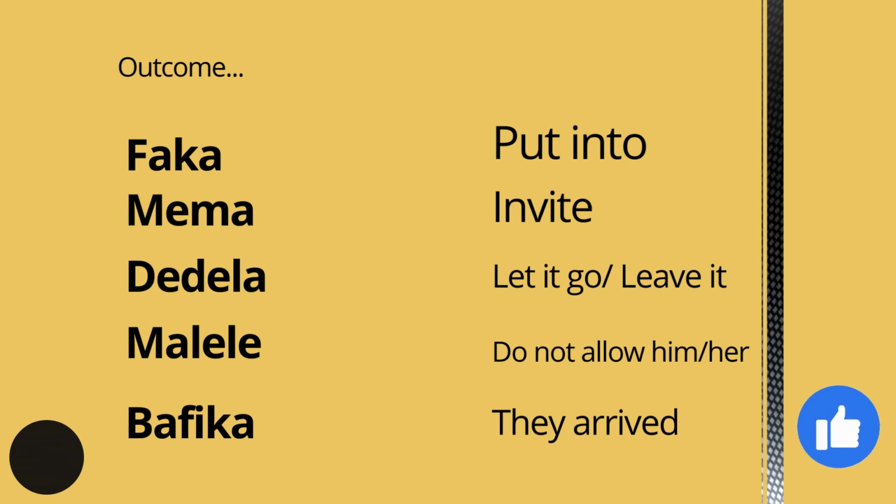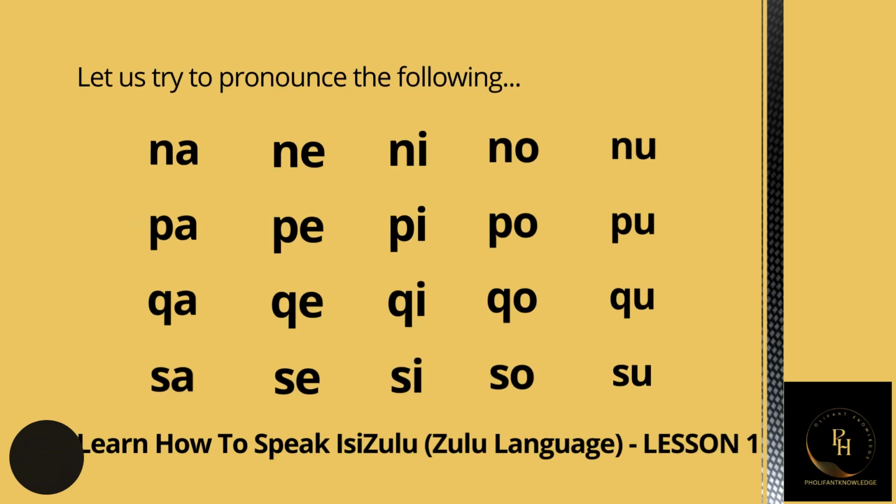So bafika, they arrived. Right? Faka, put into. Mema, invite. Dedela, let it go. Malele, do not allow him. Bafika, they arrived.